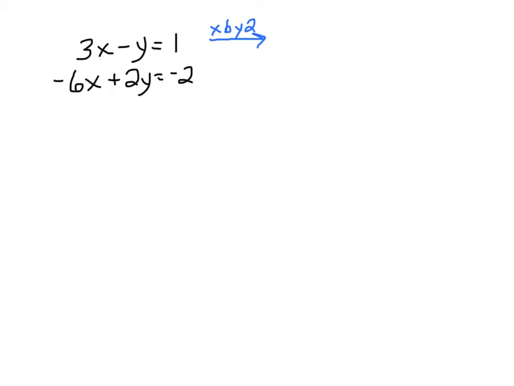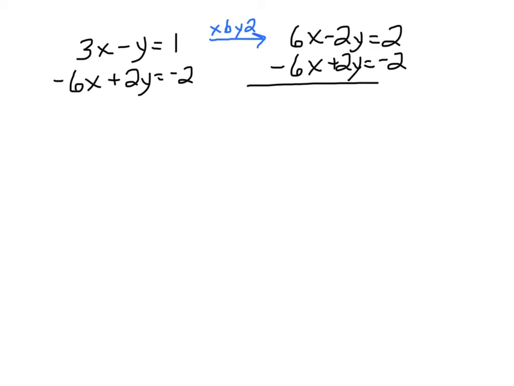That gives me, for that very first equation, 6x subtract 2y is equal to 2. My second equation stays the same: negative 6x plus 2y is equal to negative 2. And now I'm going to add these two equations together.